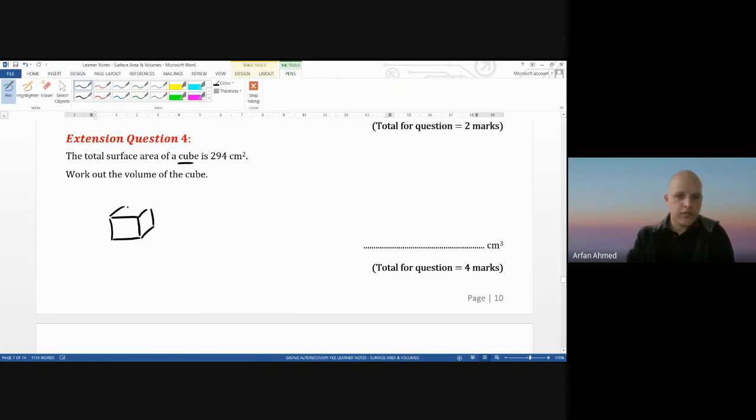Just draw any cube. They're saying that the surface area is 294. But the surface area is just all the faces, the area of the faces added together. How many faces do we have? Should have 6 faces. So one face area is that divided by 6, because all the faces are the same. That's going to be, let's work that out, 294 divided by 6, 49.